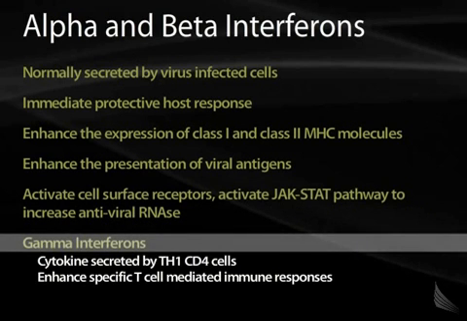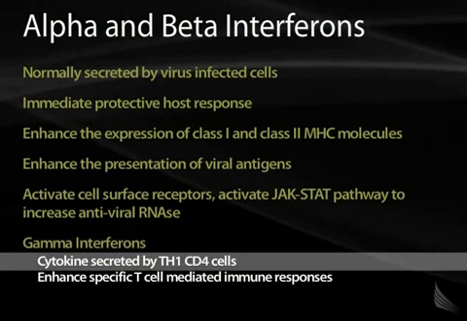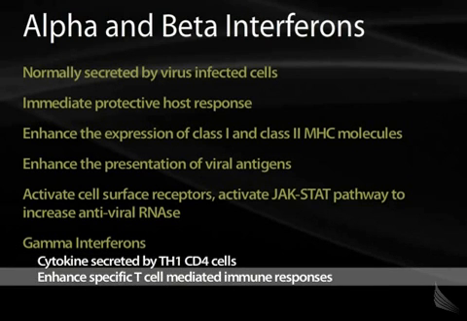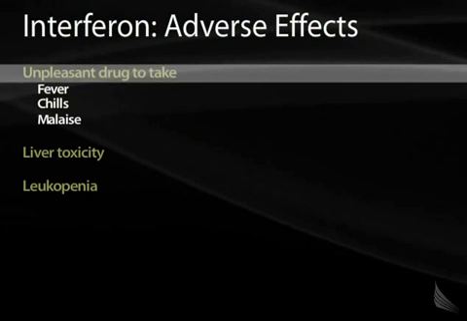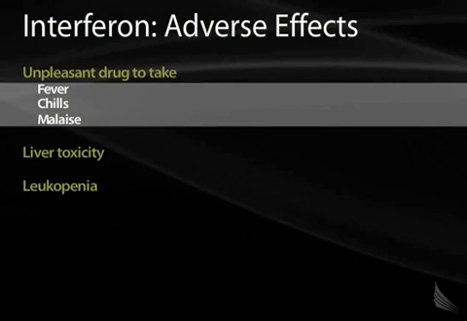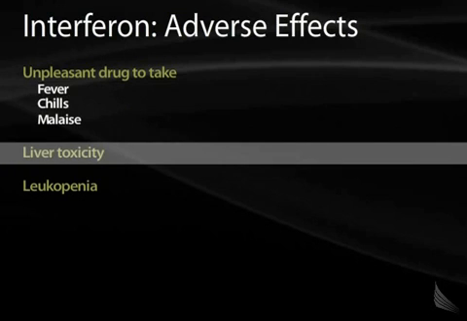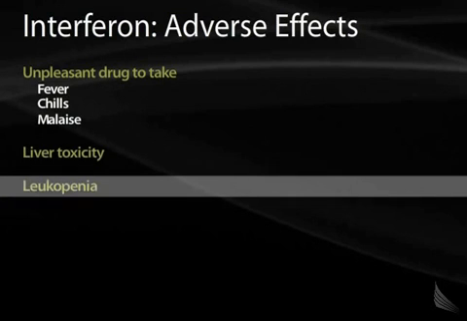Gamma interferons are also cytokines that are secreted by helper T cells that enhance specific T cell immune responses. All of these can be given as a recombinant protein to patients that have viral infections. Interferons classically are very unpleasant drugs to take. They can cause fevers and chills and malaise. They can actually cause depression as well. They can also cause liver toxicity, and because of bone marrow problems, can cause leukopenia.